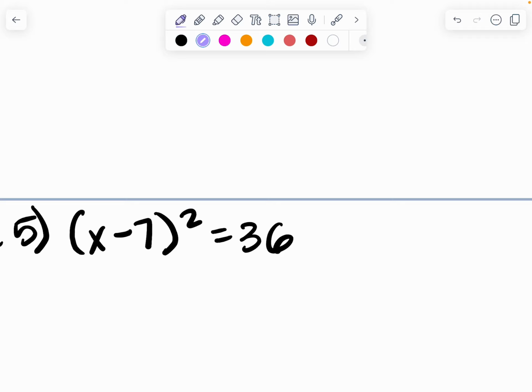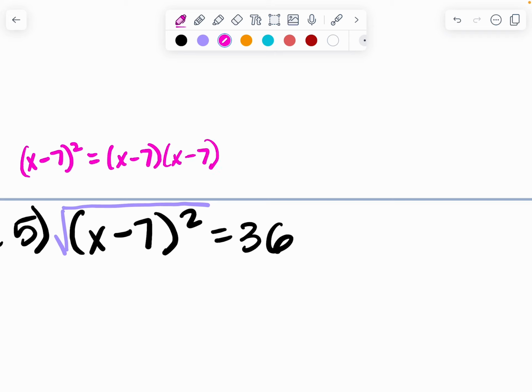When I see that, I can take the square root of x minus 7 squared. So remember that x minus 7 squared is x minus 7 times x minus 7. So that means that the square root of x minus 7 squared is just x minus 7, because it's the same thing multiplied twice.